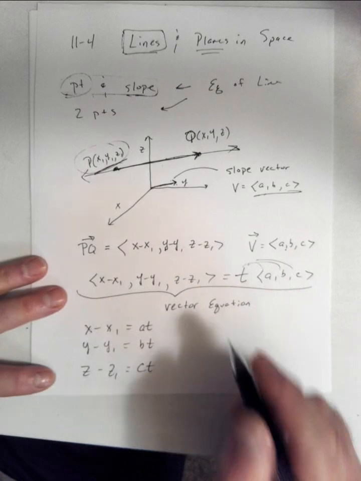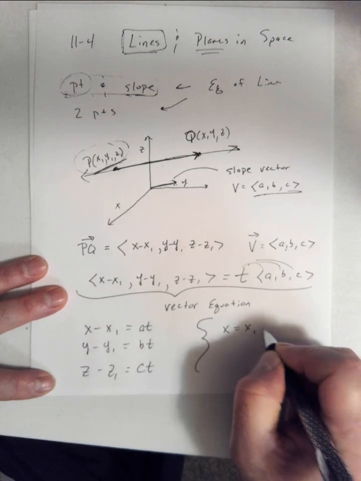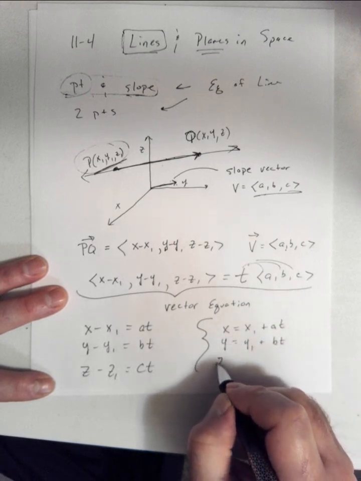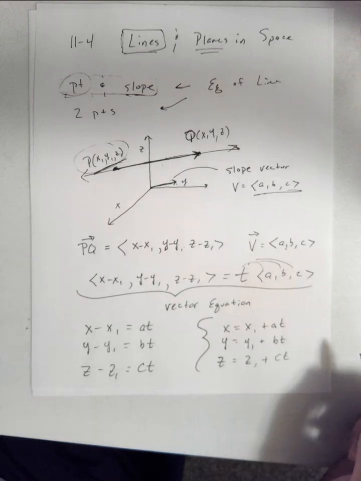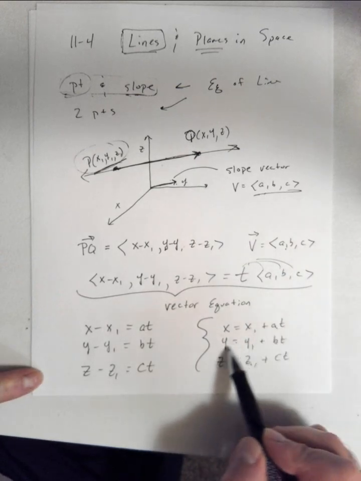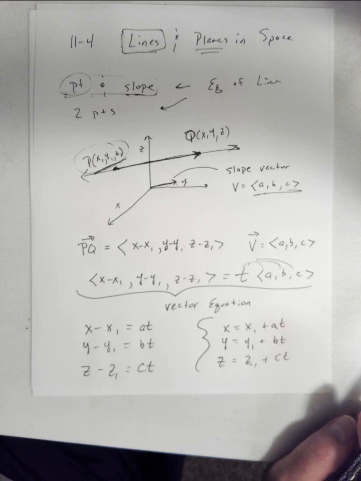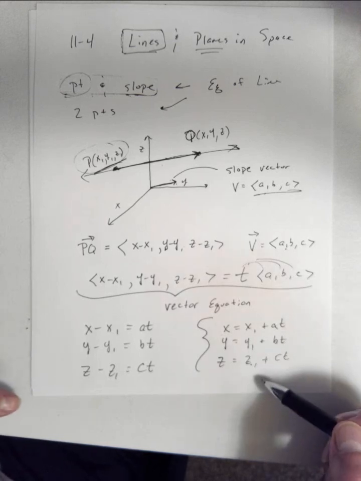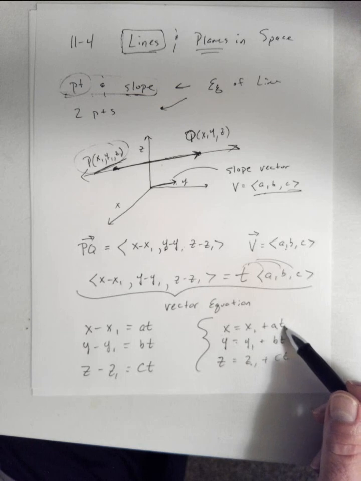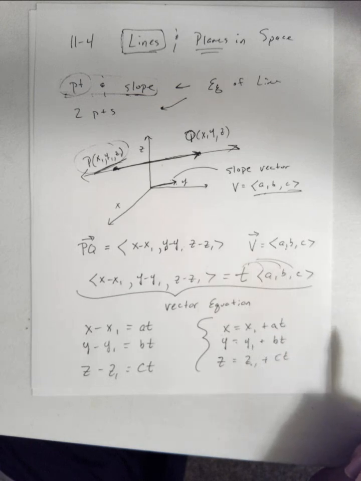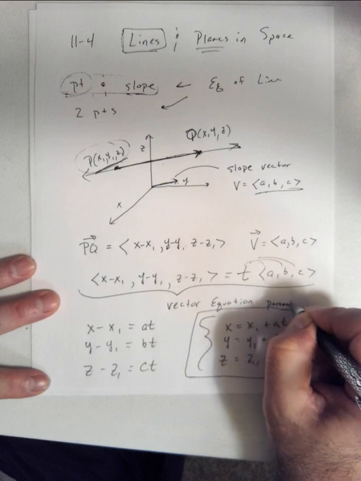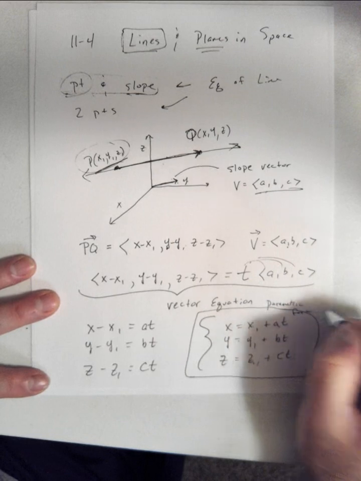Or, solving for x, y, and z, x equals x sub 1 plus at, y equals y sub 1 plus bt, and z equals z sub 1 plus ct. And keep in mind, x, y, and z is your variable. This is the given point. That's the given slope vector. And each one of these cases looks like it's y equals mx plus b, which it kind of is. Right? So we can use this parametric form given any slope vector, given any starting point, and then we can draw the line in. Right? So this would be the format then of the parametric form of your line in space.